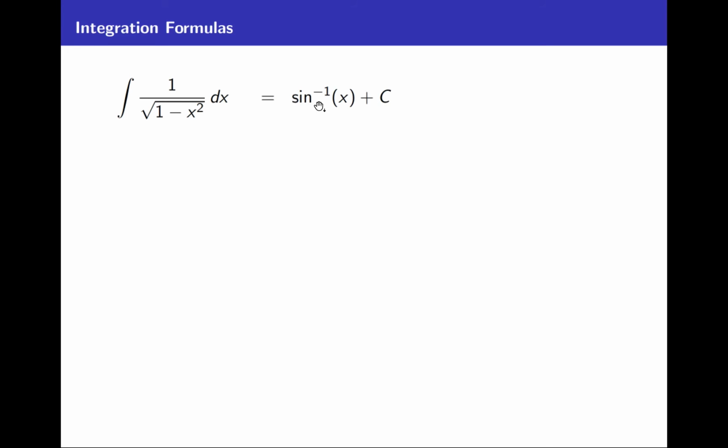Because the derivative of sine inverse of x plus c equals 1 over square root of 1 minus x squared, we get an integration formula. The integral of 1 over square root of 1 minus x squared dx equals sine inverse of x plus c. And we get another one for tangent inverse of x. We know the derivative of tangent inverse of x is 1 over 1 plus x squared. So that would mean tangent inverse of x is an antiderivative of 1 over 1 plus x squared. So the integral of 1 over 1 plus x squared dx equals tangent inverse of x plus c.